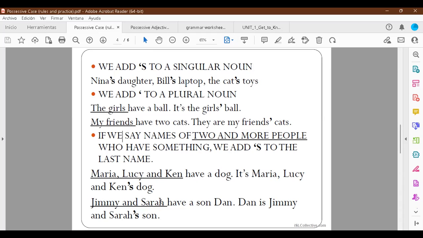Jimmy and Sarah have a son. Dan is Jimmy and Sarah's son. Jimmy and Sarah have a son, Dan. Jimmy y Sarah tienen un hijo, es Dan. Dan is Jimmy and Sarah's son. ¿Quién es Dan? Dan es el hijo de... ¿De quién? De Jimmy y Sarah. Es el mismo caso. Okay. May I continue?